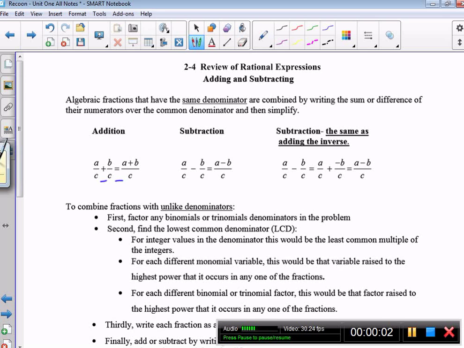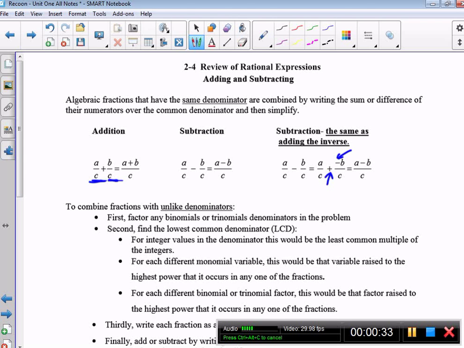Today we're going to be talking about adding and subtracting rational expressions. And this can be a little bit tricky, but hopefully after this lesson you'll understand it a little bit better. So remember, when they have the same denominators, you just add the numerators and keep the denominator. Same with subtraction. Sometimes when it gets a little tricky with the subtraction, you can convert it to plus a negative. And that makes it a little easier.